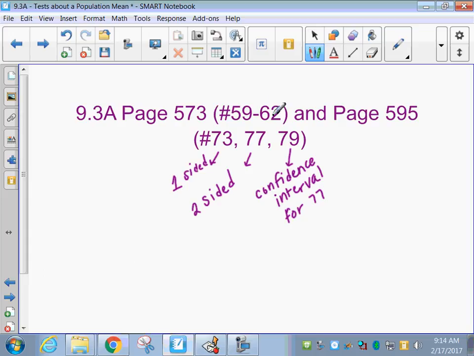Okay, your homework, you guys, this part is multiple choice. I'm giving you one test that's one-sided, another test that's two-sided, and then a confidence interval that goes with 77 to make sure you understand that part. All right? And I have one in class for you today.